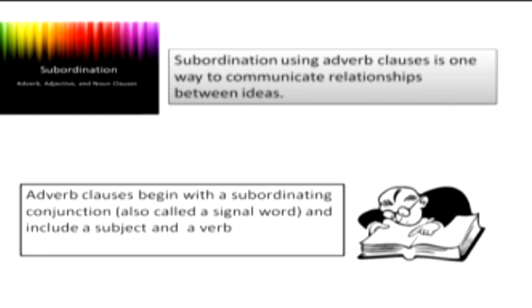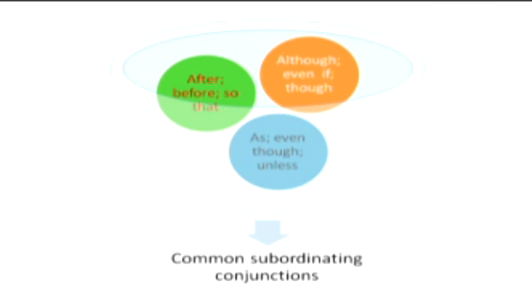Now, subordination. Subordination using adverb clauses is one way to communicate relationship between ideas. How is it done? Adverb clauses begin with a subordinating conjunction, also called a signal word, and include a subject and a verb. Now, some common subordinating conjunctions are after, before, so that, although, even if, though, as, even though, unless. Now, if you use these conjunctions in sentences, you'll be able to understand the relationship.